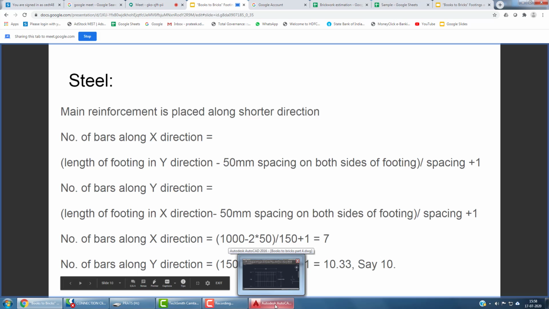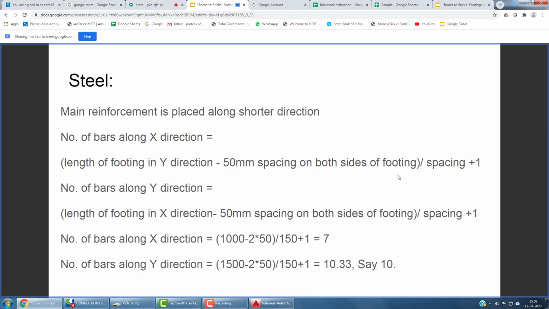As you saw in the AutoCAD, the number of bars will always be the number of gaps plus 1. So don't get confused. Number of bars along x direction is equal to dimension in y direction, which was 1000, minus 2 times cover, that is on this side and that side, 50, divided by 150 spacing, plus 1. Is it clear, guys? Please go through the calculation for number of bars along x direction.